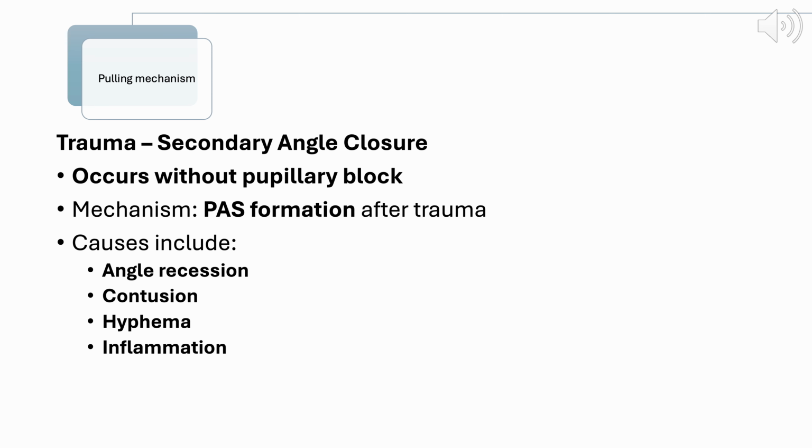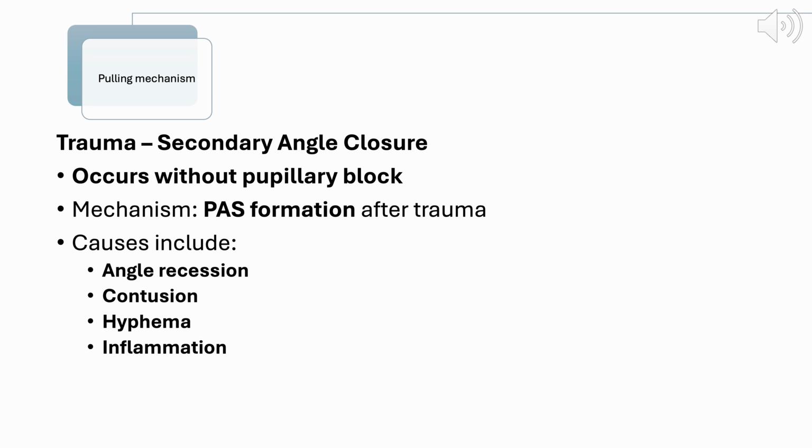Trauma can also lead to secondary angle closure, and importantly, this occurs without pupillary block. The underlying mechanism is the formation of PAS after injury to the eye. There are several potential causes.